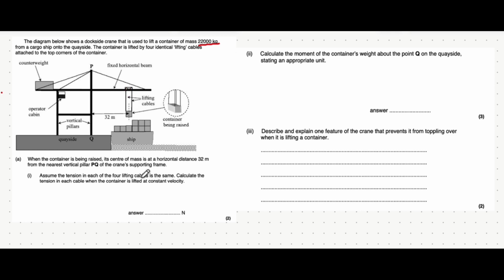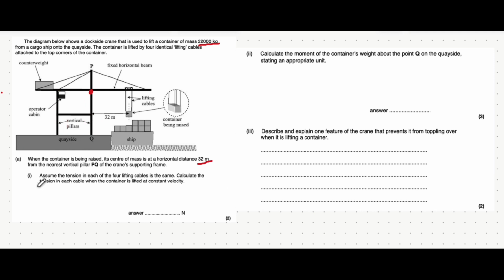It tells you when the container is being raised, the center of mass is at a horizontal distance of 32 meters from this pillar PQ. So this distance from here to here, as it's labeled here, is 32 meters. Assume the tension in each of the 4 lifting cables is the same. It's referring to these 4 cables here, by the way. They all have the same tension.